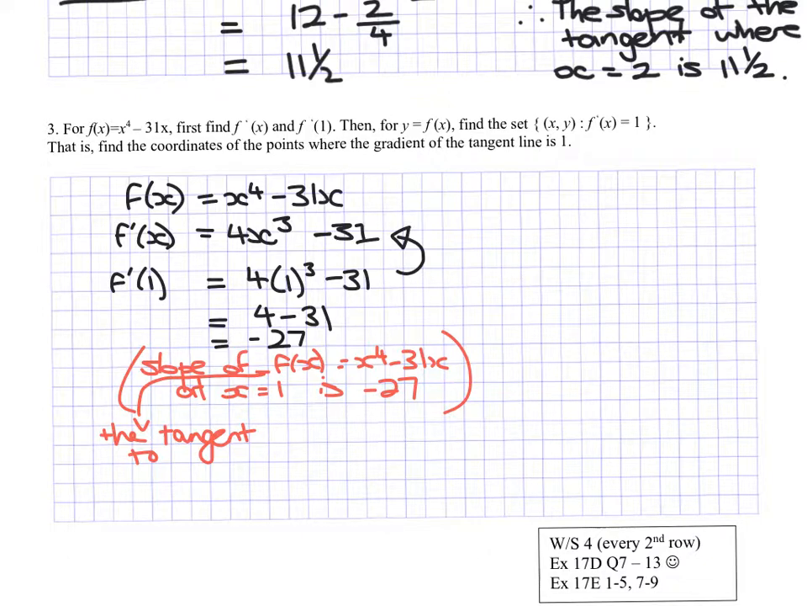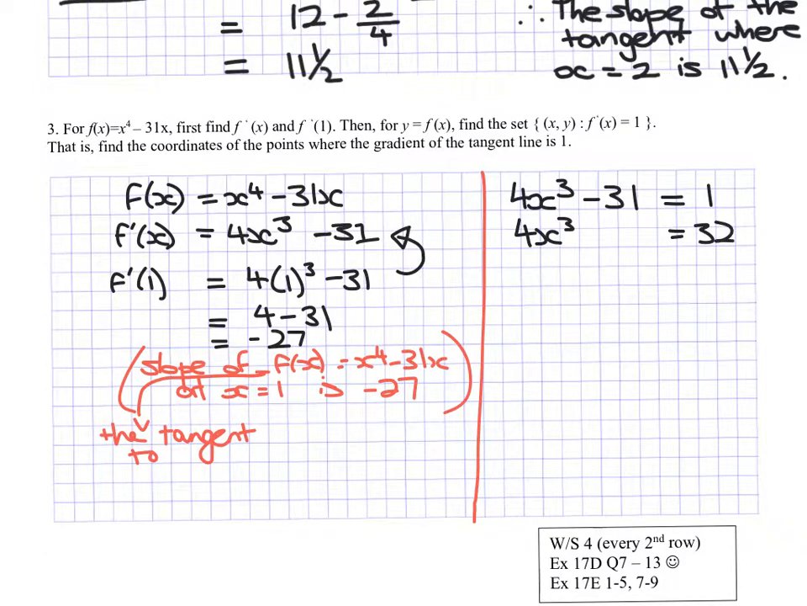Then find the coordinates of the point where the gradient, or the slope, or the derivative is equal to 1. Notice slope, gradient, derivative is equal to 1. That's all saying the same thing. So when does f dash of x equal 1? Well, when does 4x cubed take 31 equal 1? When 4x cubed equals 32, when x cubed equals 8, so therefore when x equals 2. So there's only one point when that is the case, when x equals 2.